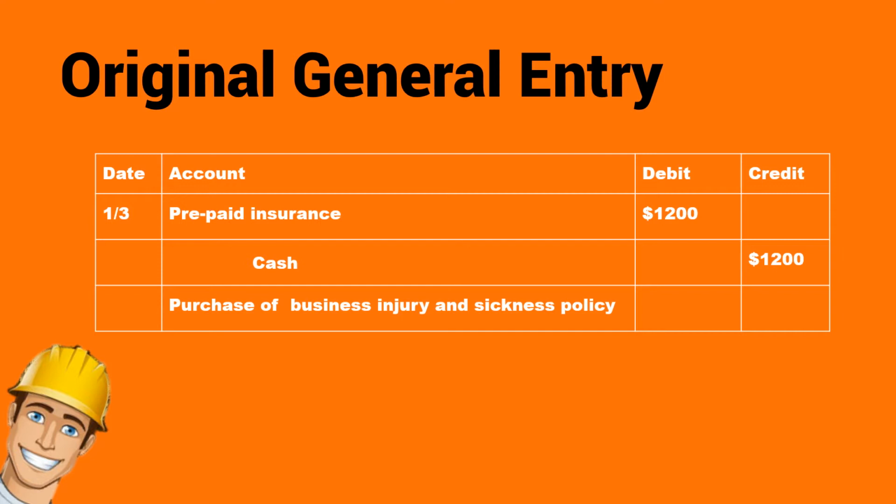Bob has just purchased 6 months of business insurance to cover his business if he is sick or injured. After paying this, Bob would record the entry by debiting prepaid insurance and crediting cash for the amount of $1,200. This would cause assets to both increase and decrease.